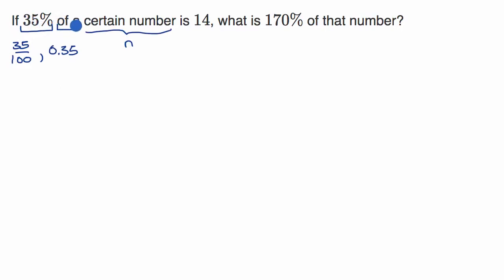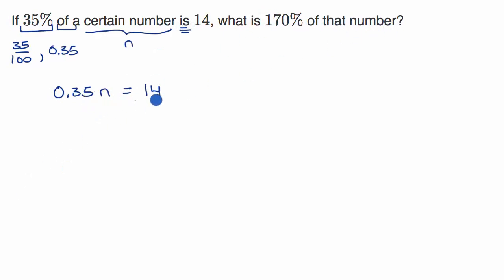So when they're saying of a number, one way to think about it is that you're multiplying 35% times that number. So we could write it like this. We could say 35%, which is the same thing as 35 hundredths, of a number. So that means 0.35 times that number is, so you should view it as equal to 14. What is 170% of that number?